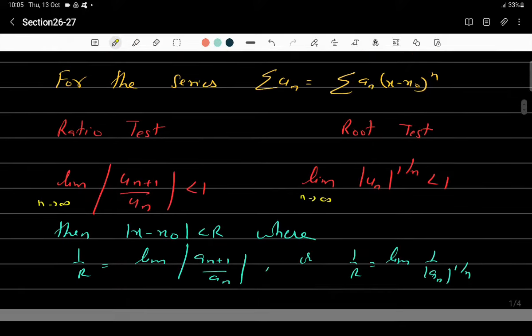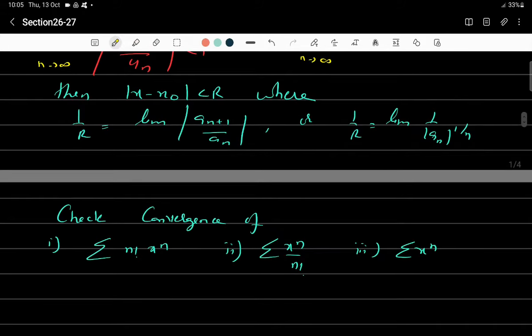So for example, suppose this gives mod x minus x naught is less than r. This is what we got. Then r is said to be the radius of convergence, and from here you get an open interval, which is the interval of convergence. It would be clearer once we see this example.